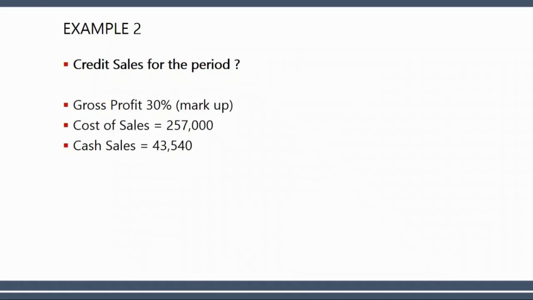Credit sales for the period. Gross profit is 30% markup. Cost of sales they have given us 257,000. Cash sales they have given us 43,540. And we have to find out credit sales for the period.